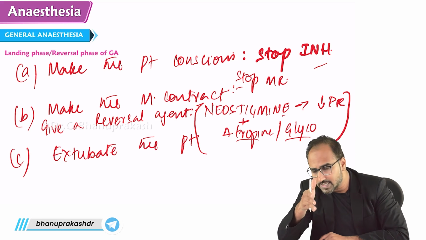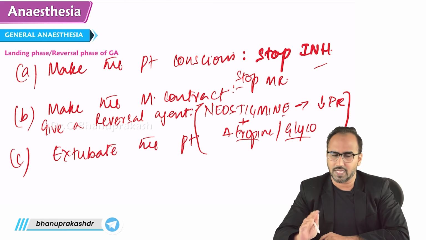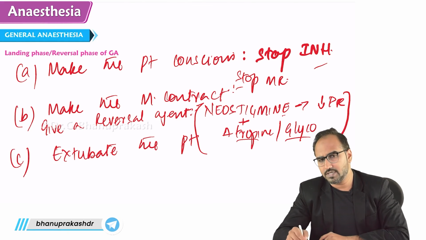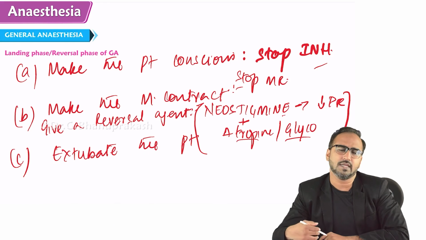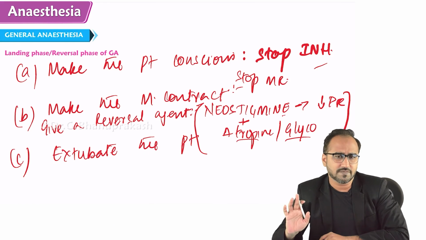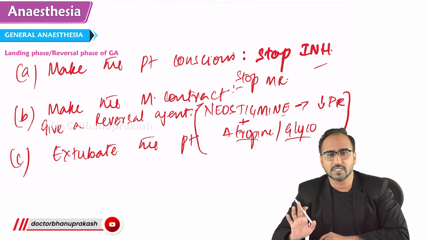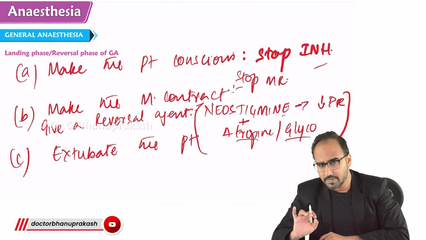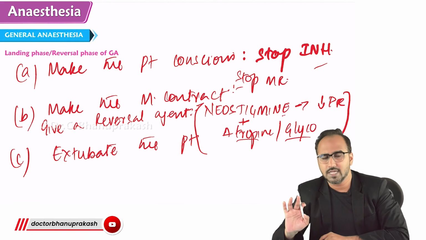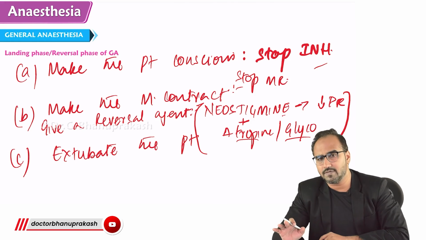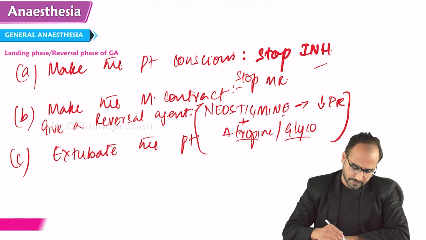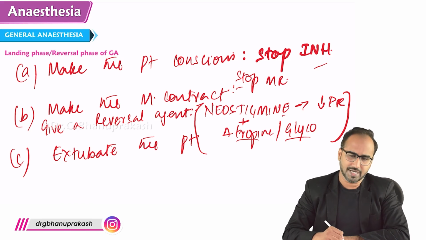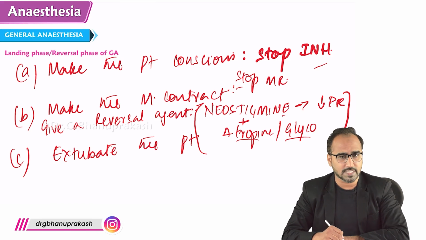Once the induction phase is done, the third phase is the maintenance phase. 3 aims of maintenance are: maintain unconsciousness by inhalational agent, maintain muscle relaxation by long acting agent, maintain the ventilation. Last phase is the reversal phase. In the reversal phase, 3 aims are: make the patient conscious by stopping inhalational agent, make the muscles contract by giving a reversal agent against muscle relaxant, and last aim is extubate the patient. Last aim is what, guys? Extubate the patient. So these were the 4 phases of what anesthesia?